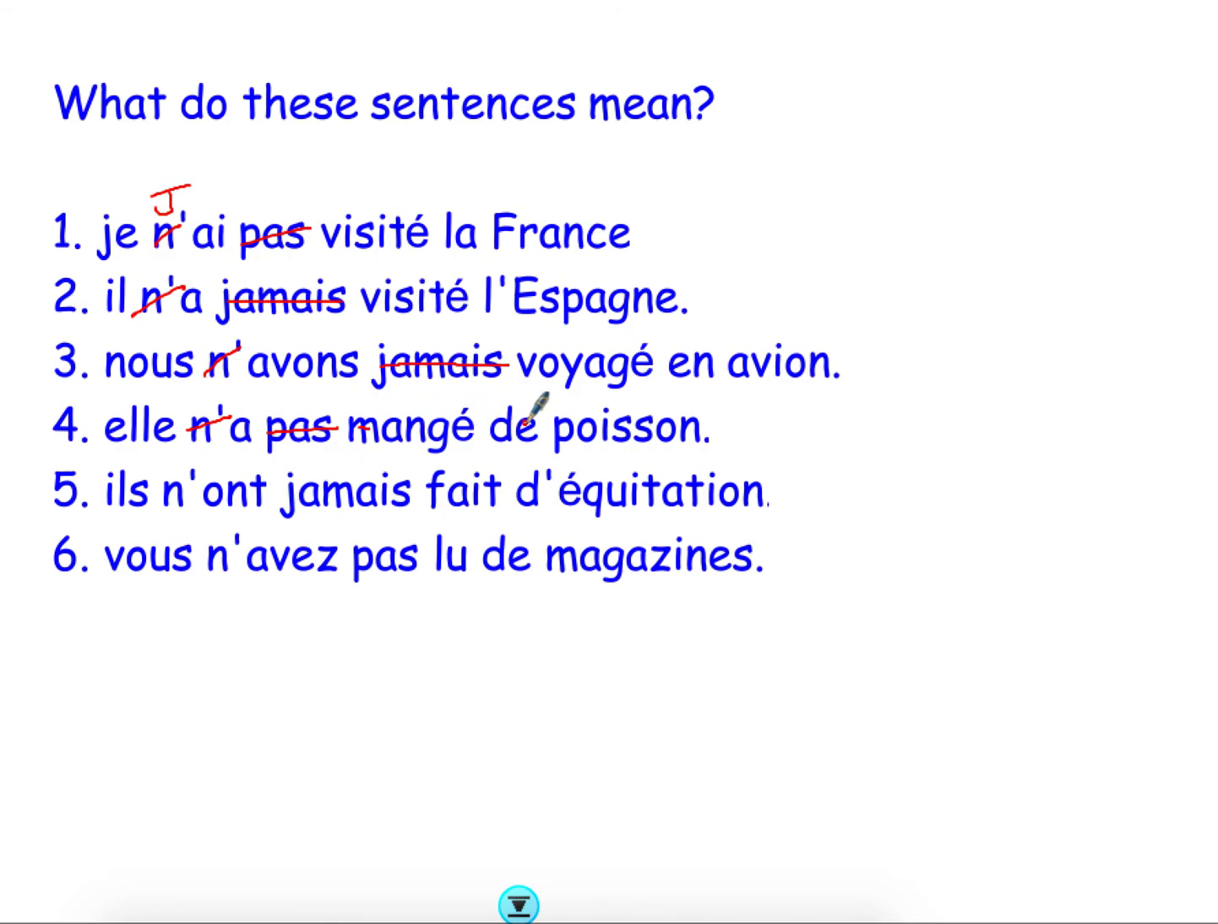This should really be du poisson, I think. Ils n'ont jamais fait d'équitation. So what we're doing here is taking away the ne and the jamais. Ils ont fait d'équitation. Question 6. Take away the ne and the pas. Vous avez lu des magazines. Okay.